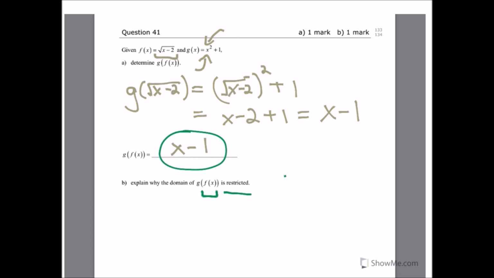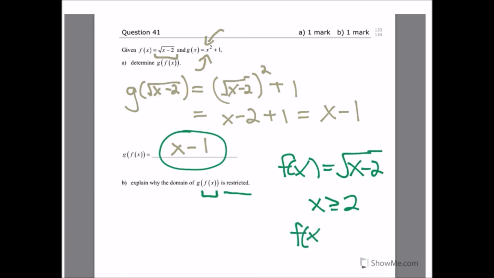So let's think about f of x. It equals the square root of x minus 2. So we know that x has got to be greater than or equal to 2 because we can't take the square root of a negative. And so f of x is always going to be positive. F of x is always going to be positive, greater than or equal to 0, I should say.